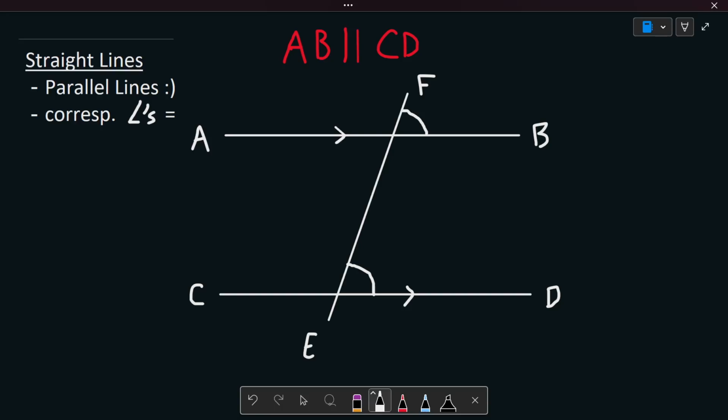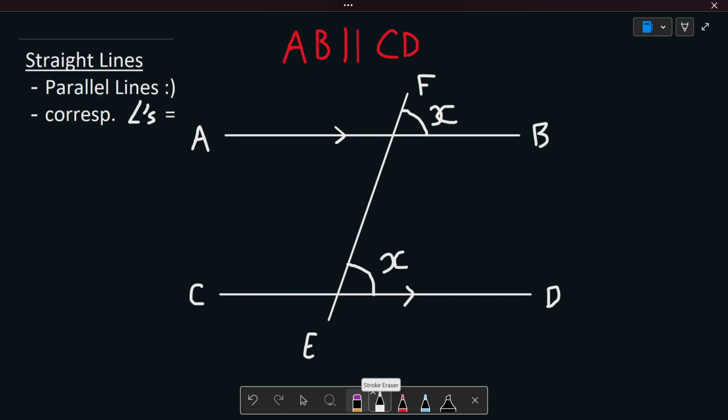Because we have two parallel lines and we have EF going through these two lines, this will actually tell us that this angle here, let's call it angle X, is also the same as this angle here, which we also call X because they're both the same. Now, this is only true when we have parallel lines, once again.